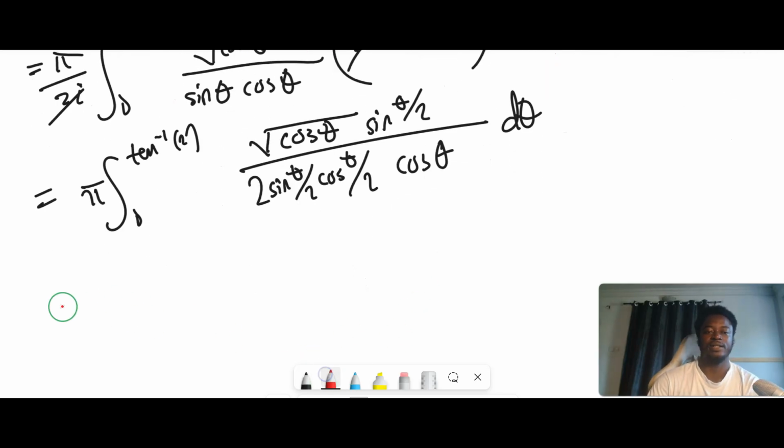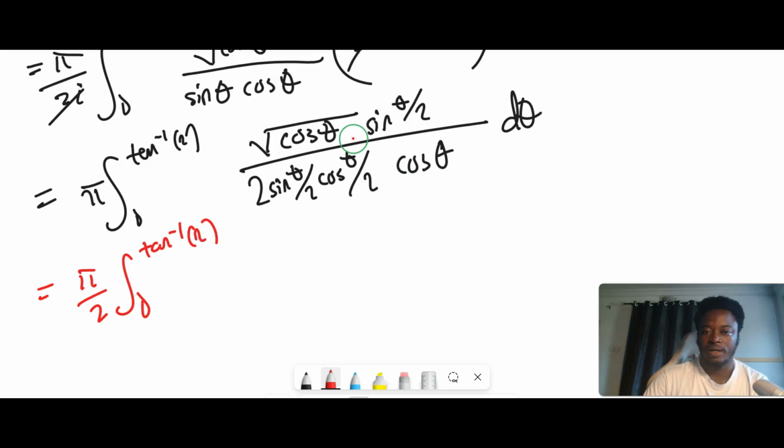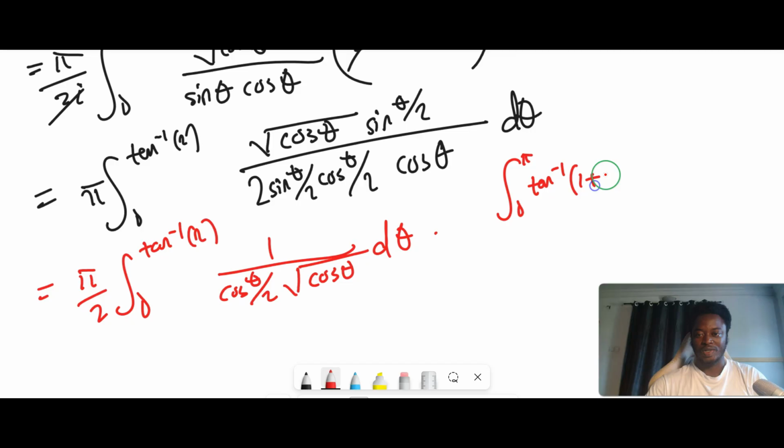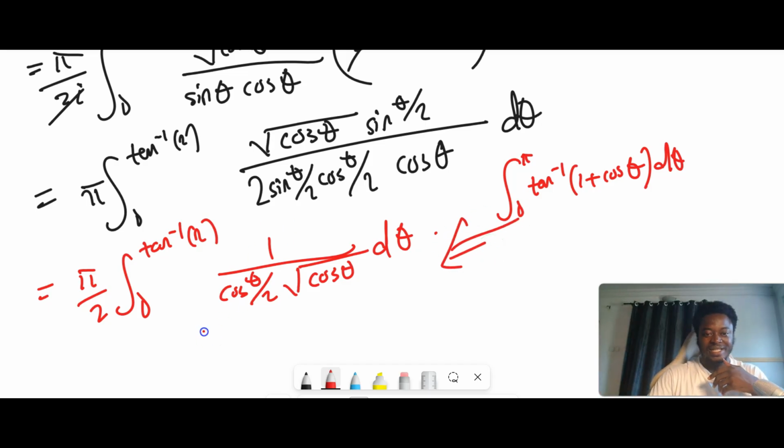So then here you would have pi times the integral from 0 to tan inverse of 2. Then you would have 1 over cosine of theta over 2, and then you have the square root of cosine theta when you simplify, so the d theta. So now you can see that what took us here was this integral from 0 to pi of tan inverse of what, 1 plus cosine theta d theta. And this simple integral took us to this integral now. Now it remains to compute this integral.